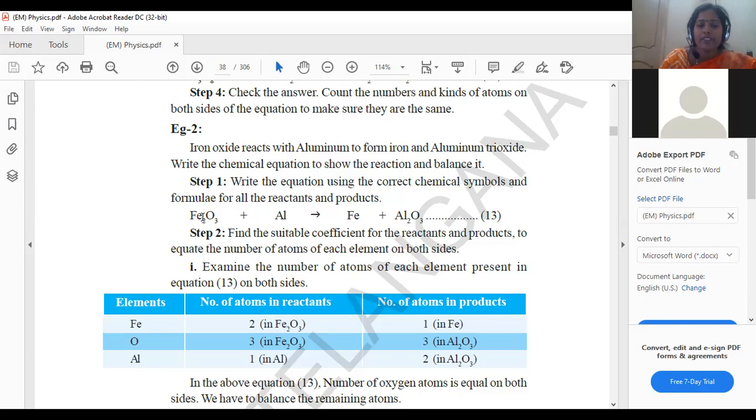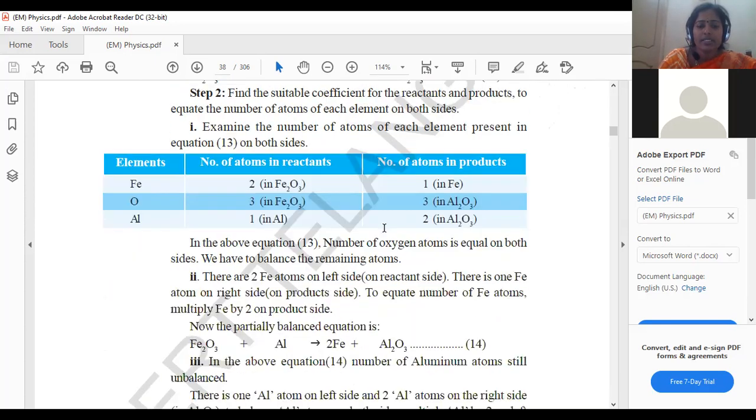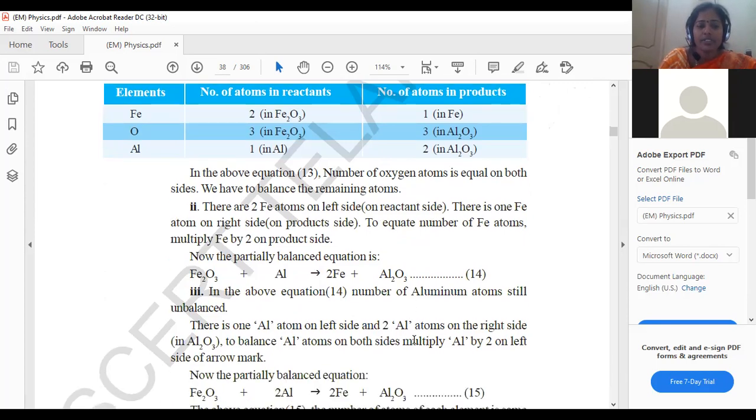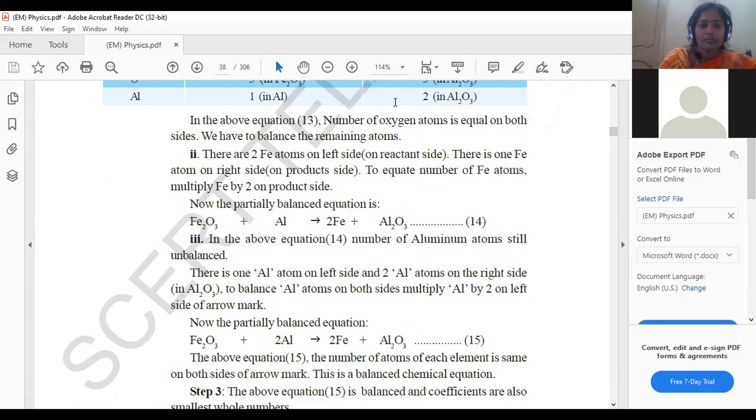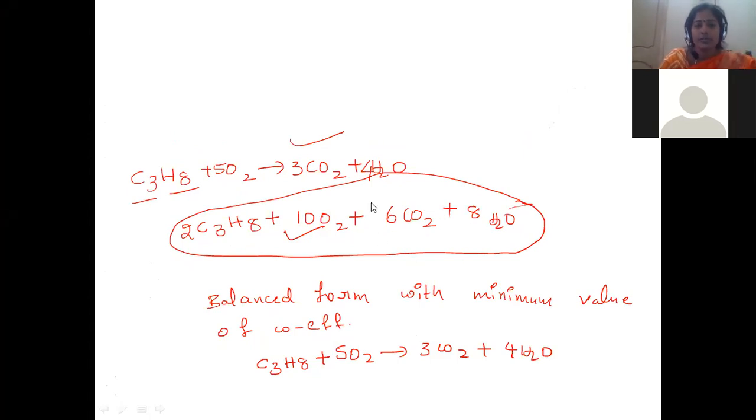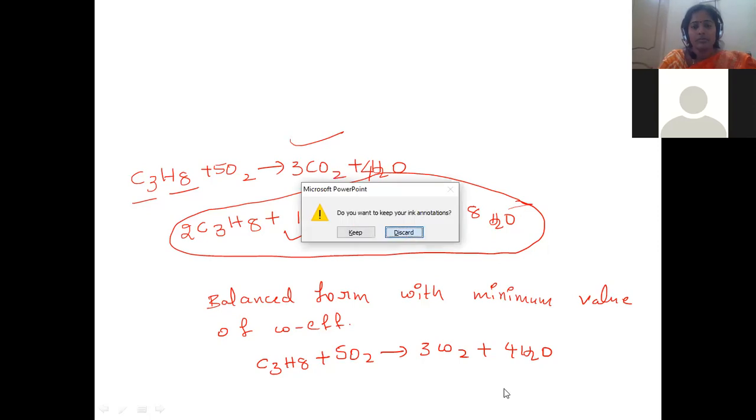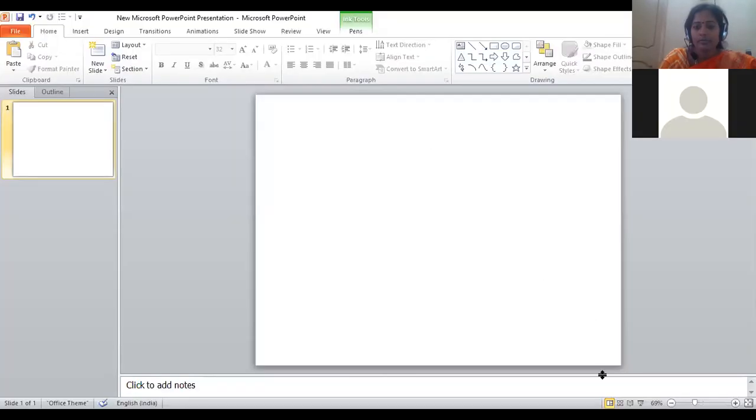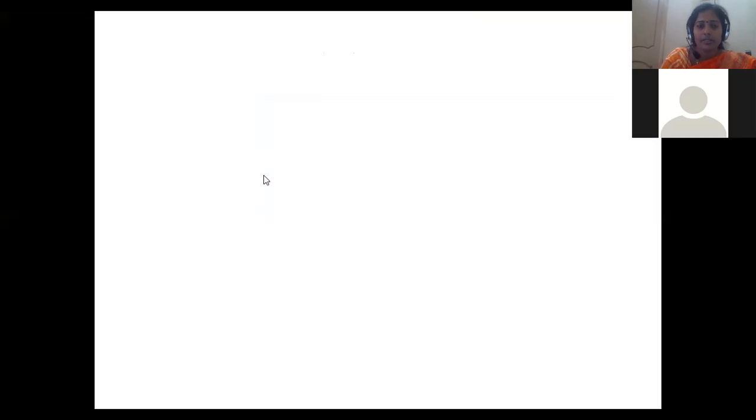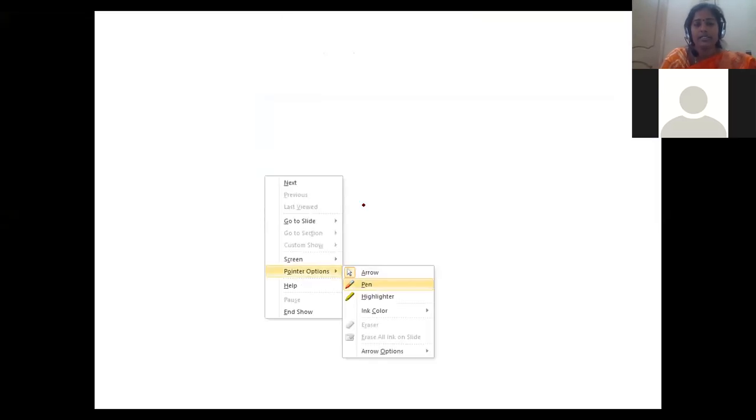We are taking iron oxide. Iron oxide is Fe2O3. Now added with aluminium metal. What happens? Aluminium is converted into aluminium oxide. Now iron is converted into Fe. So in this, how can we balance the equation? Let us see. Again, we are going to the whiteboard. Let us take a new one. How this equation is possible, let us see.